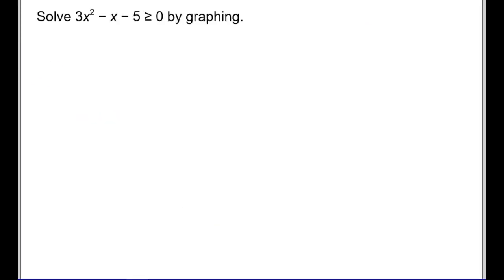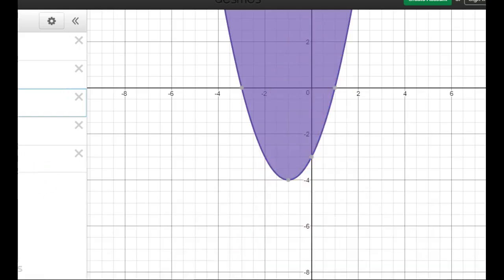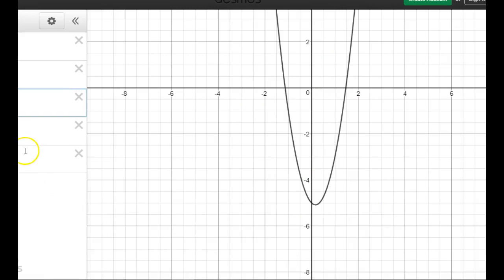Okay, so now we want to look at this last one, and we want to solve this by graphing. So we look at this one here, and here is what that looks like. When we solve, remember, we find the x-intercepts. On Desmos, it's pretty cool that you can just click them and it knows that's what you're looking for. So here I see that those are my solutions.